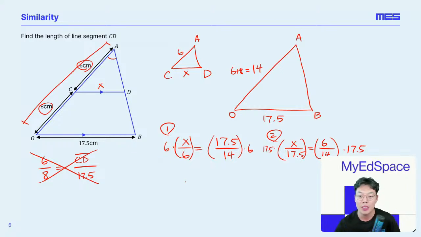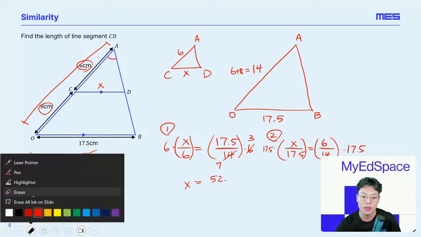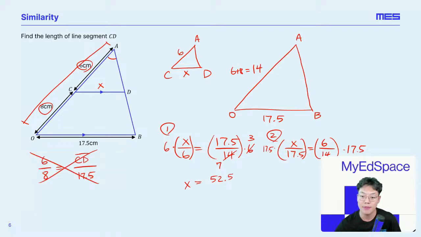So x is equal to, now 6 and 14 have a common factor of 2, and I always try to cancel out common factors before I multiply. Because if I do 17.5 times 6, that's going to become a much larger number than if I did 17.5 times 3. 17.5 times 3 is 52.5, and I'll be dividing 52.5 divided by 7.